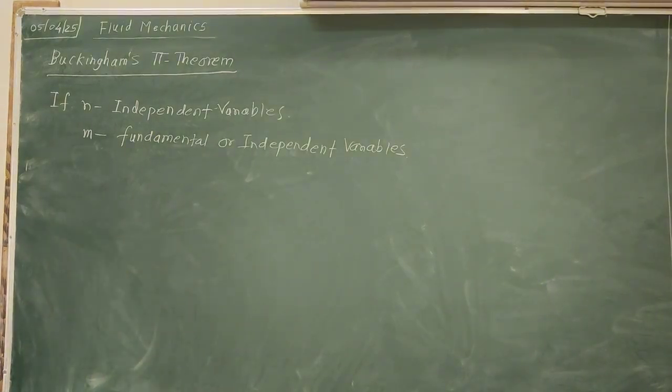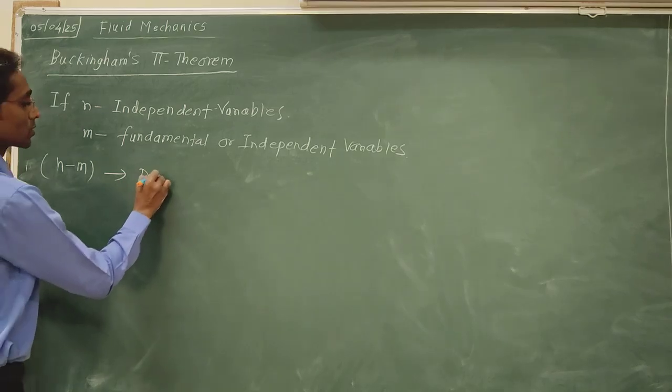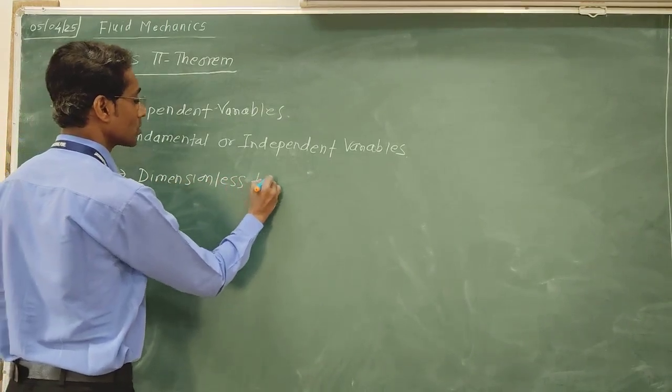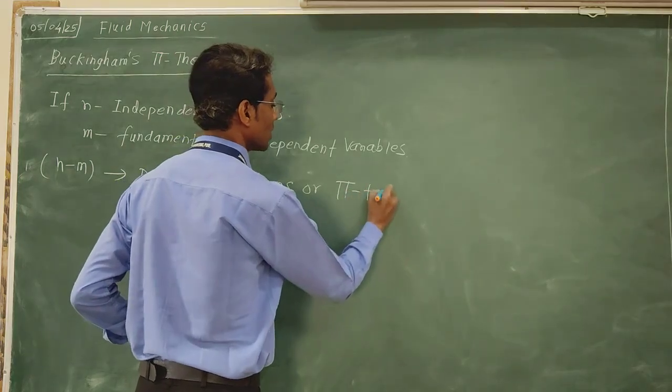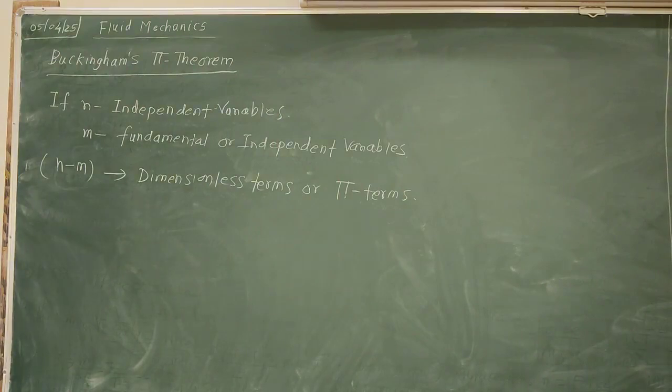Mostly these are 3. Which 3? One will be a dimensional property, one will be a geometric property, and one will be a flow property. So these 3 fundamental variables we will take out of n. So n minus m, these will be what? Dimensionless terms or forms. These are called pi terms, indicated by the letter pi.